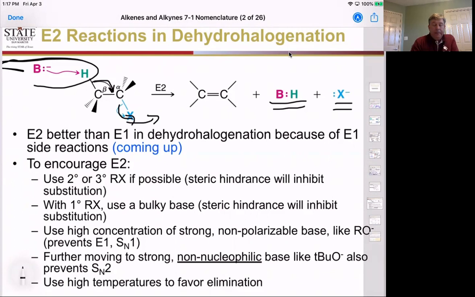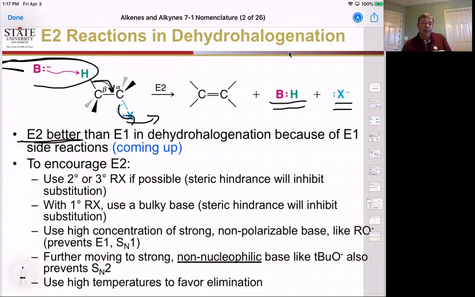So we like to use the E2 as a better reaction because we do not form side products. If we formed an E1 mechanism, that's where the leaving group would leave first, giving us a carbocation. We have a possibility for rearrangement. So let's look at that.